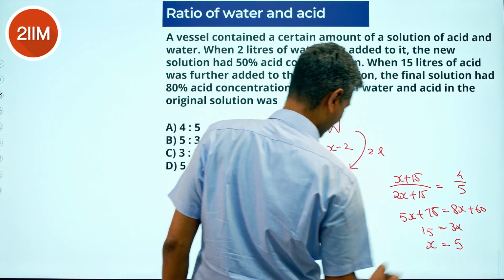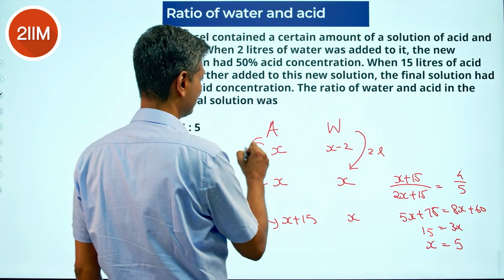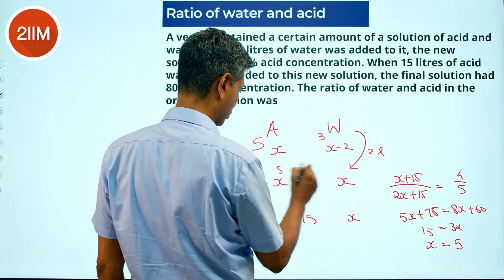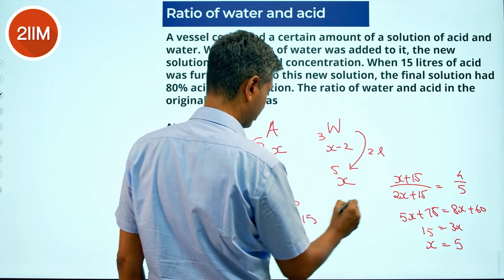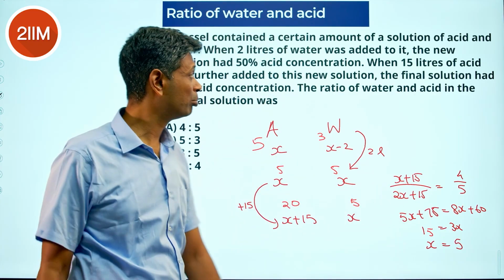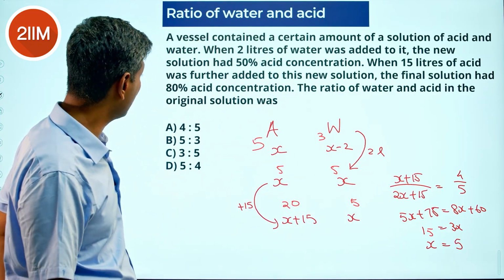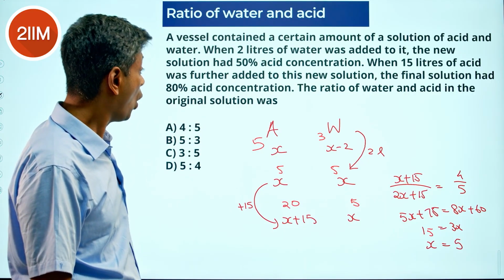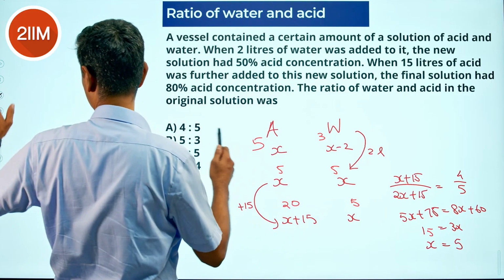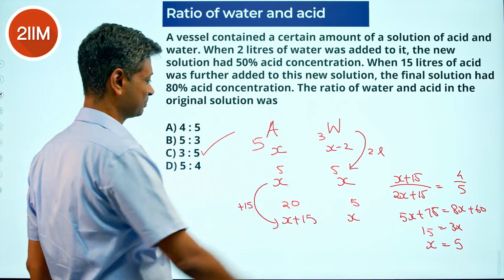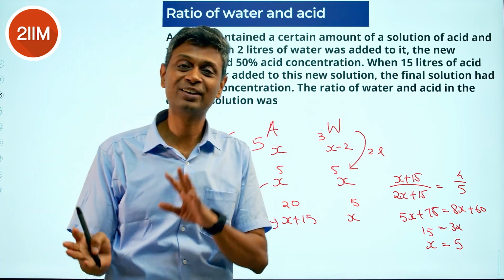So x is 5. So initially we had 5 liters of acid and 3 liters of water, then we went to 5 and 5, then we went to 20 and 5. Nice, brilliant. The ratio of water and acid in the original solution is not 5:3, it is 3:5. Just be a little careful, it's asking us for water to acid.